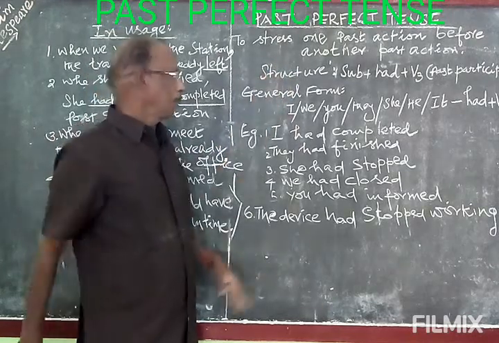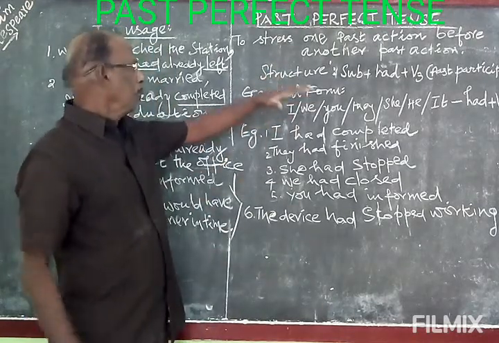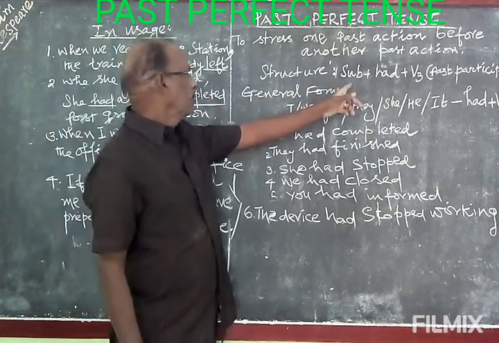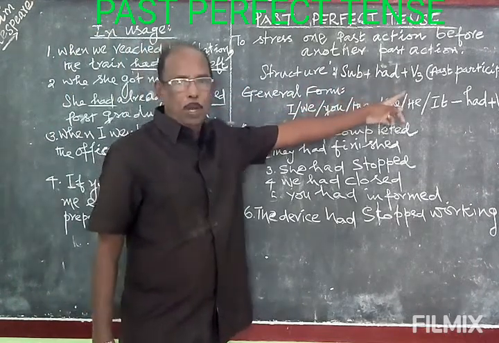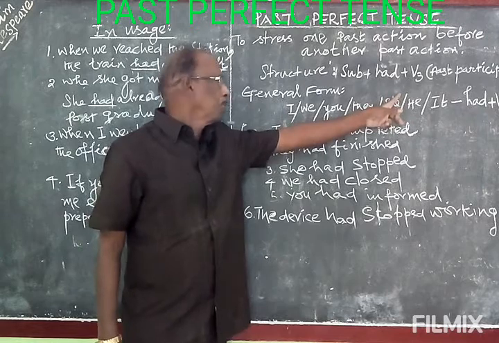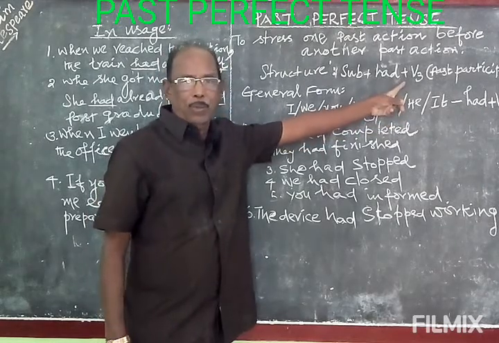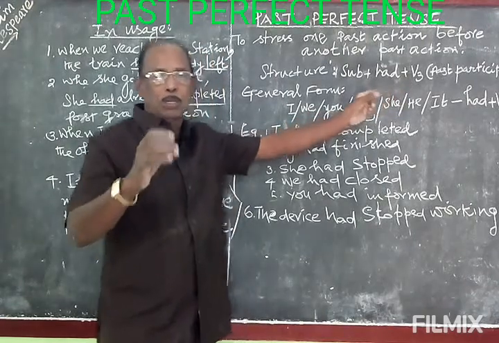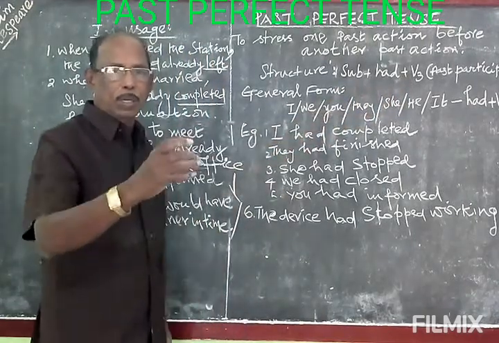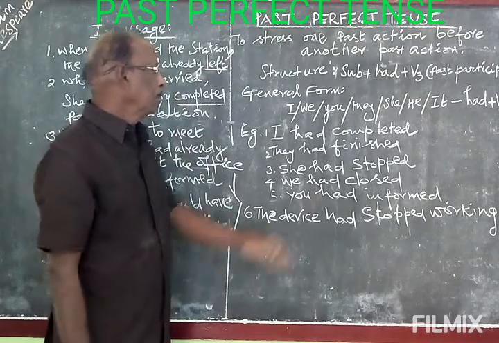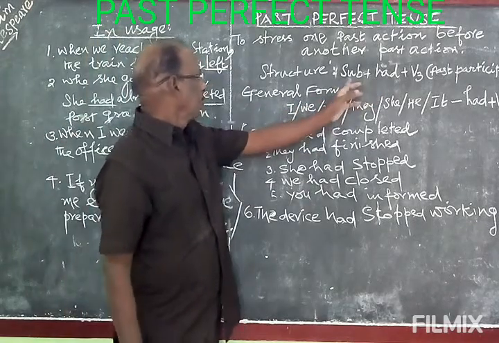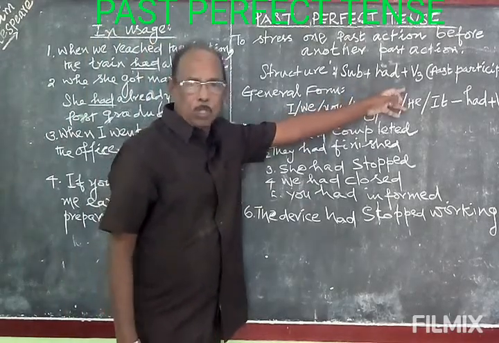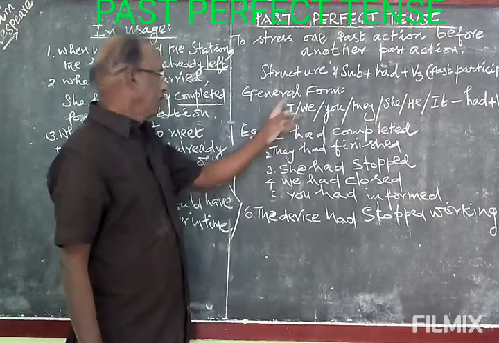We have to understand the general form, the structure. Subject plus had plus past participle. I have already told you the V3. If I say V3, you should presume that it is the past participle form of the verb. Go, went, gone; eat, ate, eaten. Here, subject plus had plus past participle form of the verb. This is the general form.